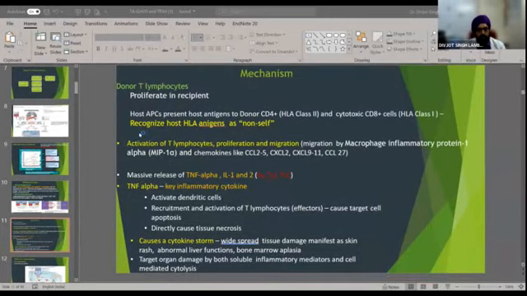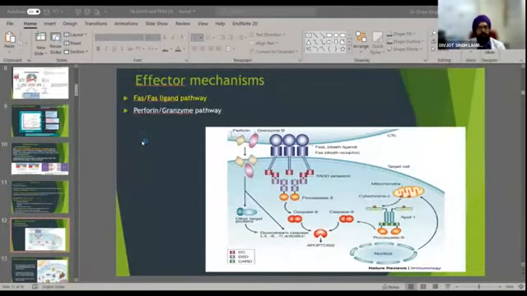So what are the effector mechanisms by which the T cells cause apoptosis? Most commonly, the effector mechanism is the perforin granzyme pathway, by which the cytotoxic T cells cause apoptosis in the target cell. Another mechanism is the Fas ligand and Fas receptor pathway, by which FADD is activated and various caspases are activated, which cause apoptosis.